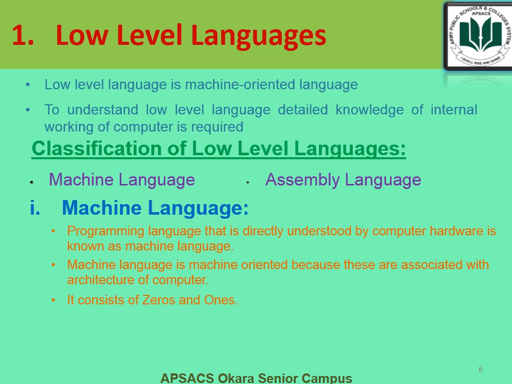So it consists of zeros and ones. Machine language consists of zeros and ones. There is no other mathematical symbol or mathematical word but zeros and ones only. We will be using 0, 0, 0, 1, 1, 1, 1, 1. Only the combination of zeros and ones will be used. There is no other letter or no other word in the machine language, only zeros and ones.